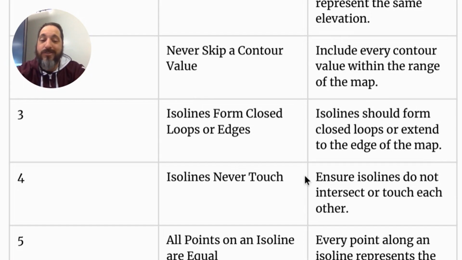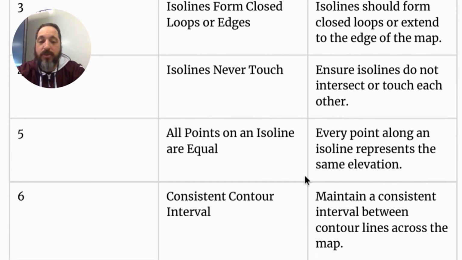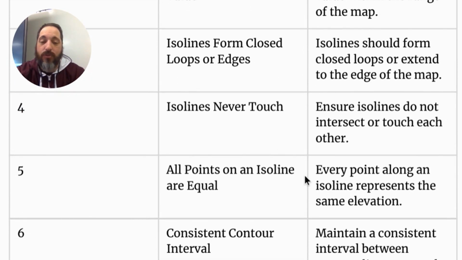All points on an isoline are equal to one another, right? They are always going to be equal. If we have a line that says we are at 500 feet elevation, it's always going to stay at 500 feet elevation at every single point along that line. And they're also going to have a consistent contour interval, which means that they're going to change by the same number on each map. If a map has a contour interval of 100, that means each contour line is going to be changing by 100. And it's going to stay that way throughout the entire map.